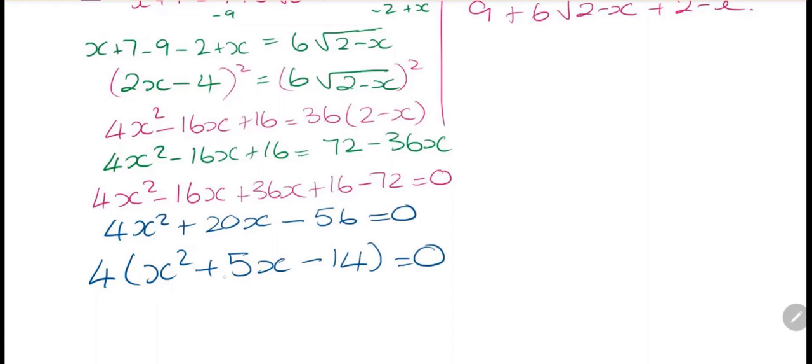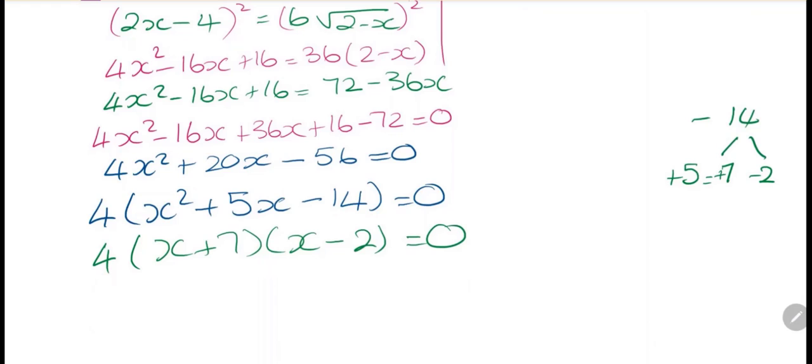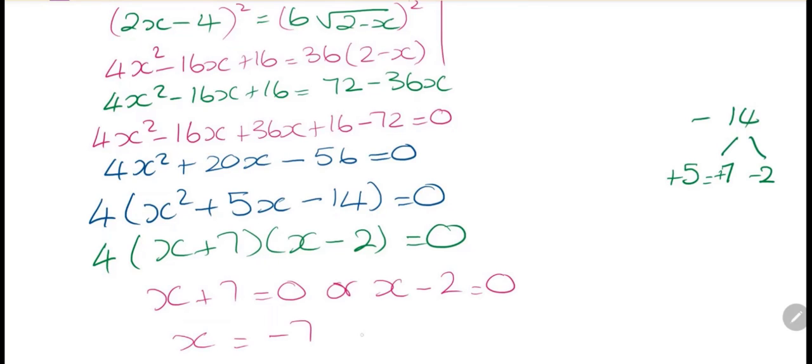So now the inner terms. We're looking at factors of minus 14, and we want a difference of 5. So factors of 14, we have 7 and 2. So it needs to be minus; this is positive, and this is a minus. So we'll have x plus 7 and x minus 2 equals 0. So you can say x plus 7 is 0 or x minus 2 is 0. So x is minus 7 or x is equal to 2.